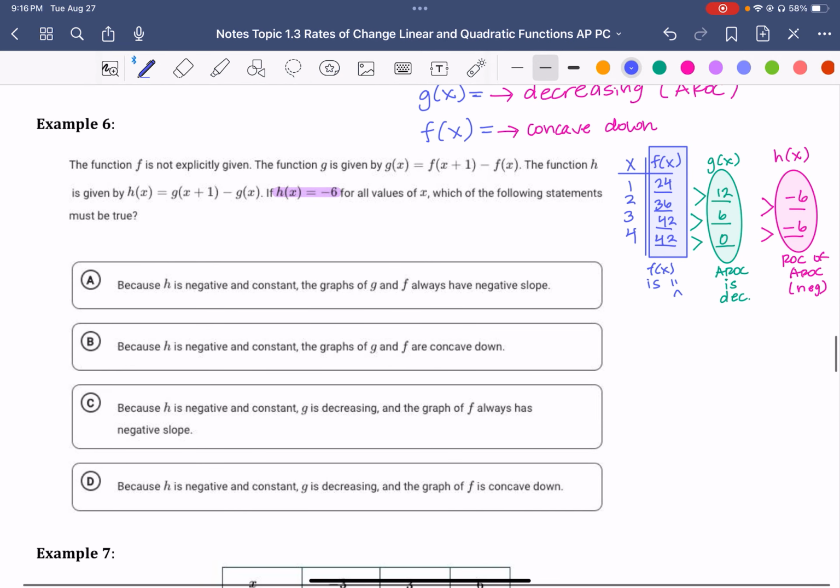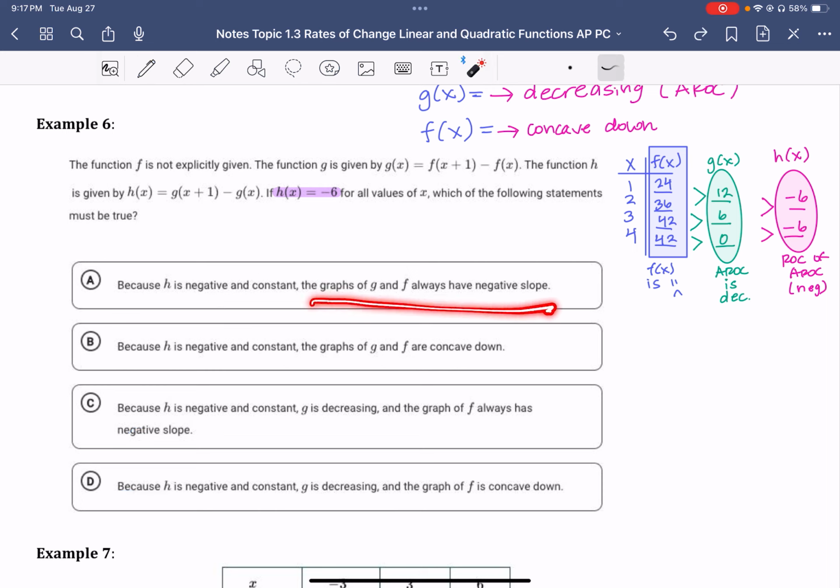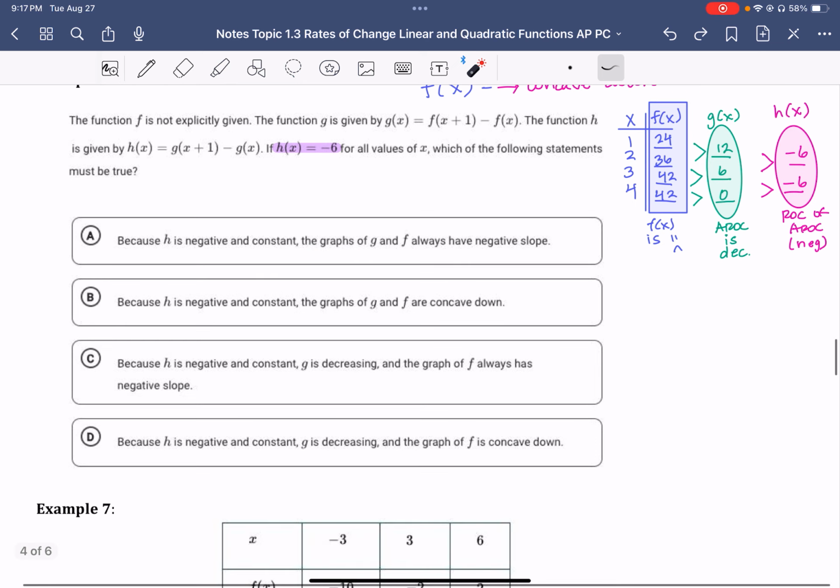But if we go through the answer choices, let's see which one is correct. So I see that they all start with h is negative and constant, negative and constant. So let's focus on the back part. The graphs of g and f always have a negative slope. No. The graphs of g and f are concave down. Well, not g of x. F is concave down, but not g. So I'm going to eliminate B.